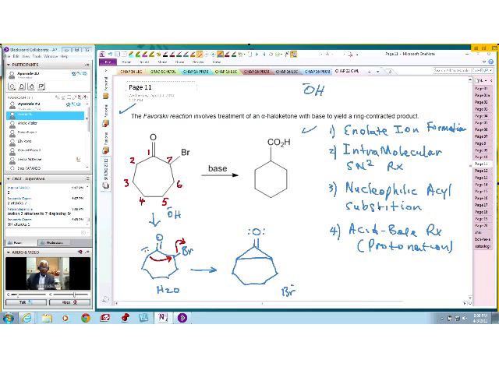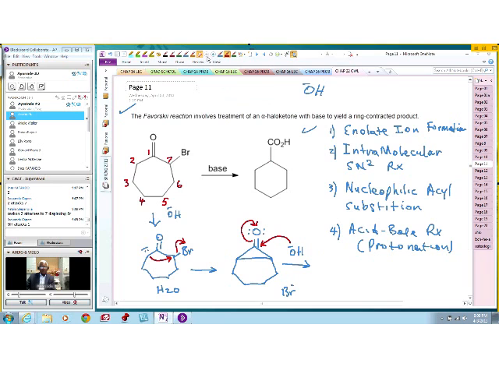Nucleophilic acyl substitution. Keep in mind, this is where we want to go. OH attacks carbon 1. Excellent. Hydroxide attacks carbon 1. Okay, that is exact. That is true. So now hydroxide attacks carbon 1, and when it does that, this pi electron goes to oxygen.